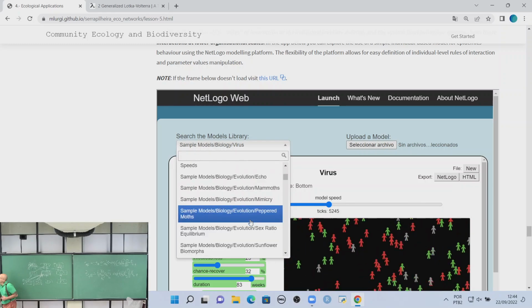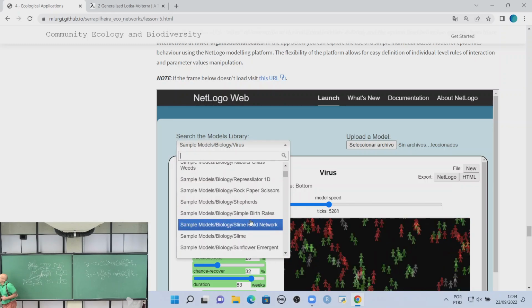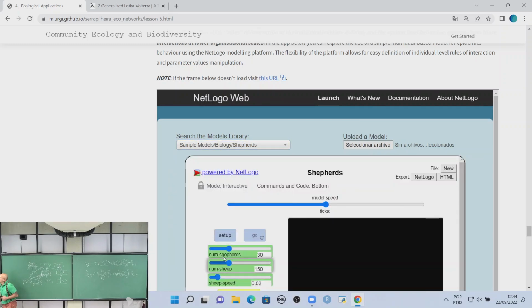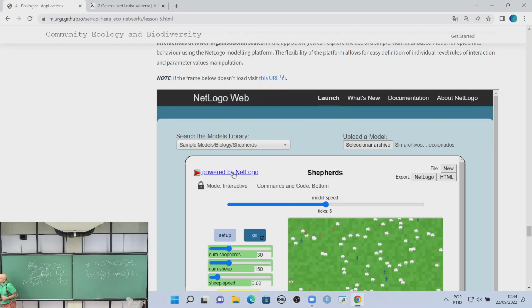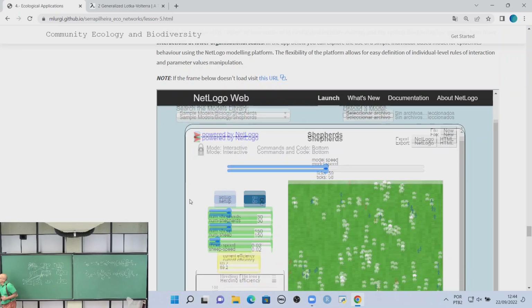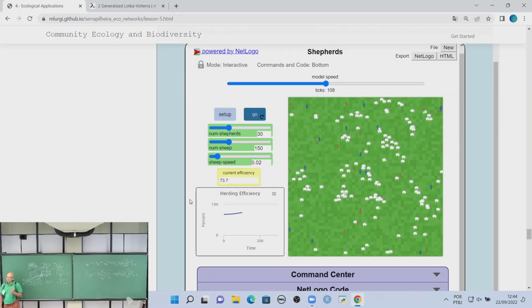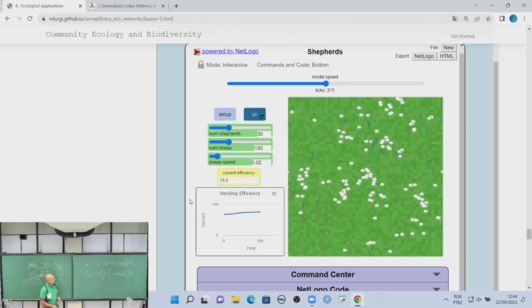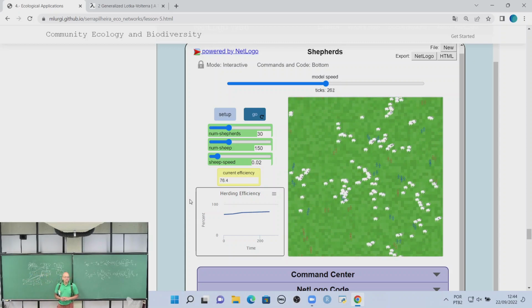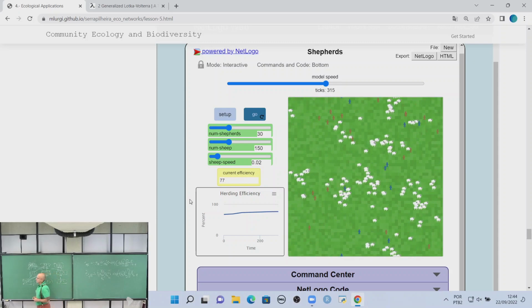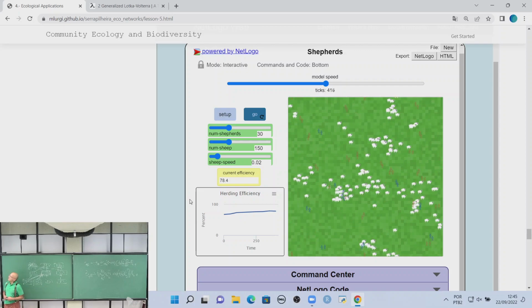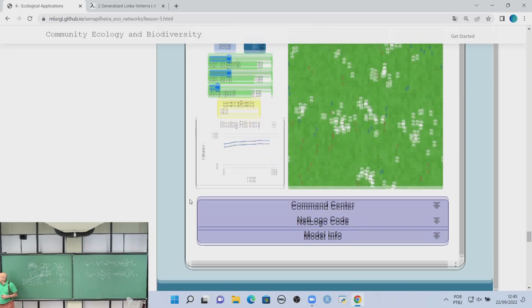Anyway, I can't find it now, but let's say you are interested in flock behavior, for example. Then you can see how, yeah. Cool. This is fun.